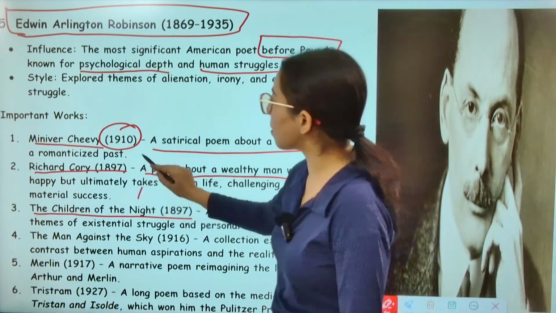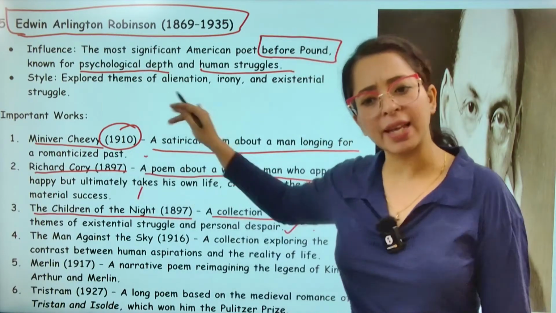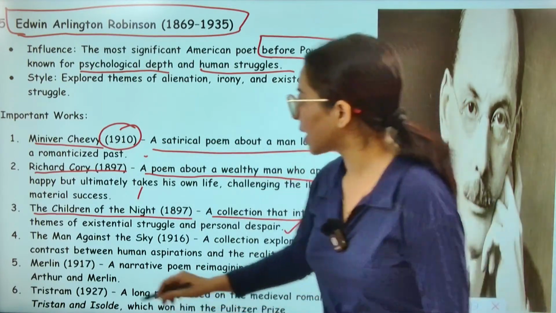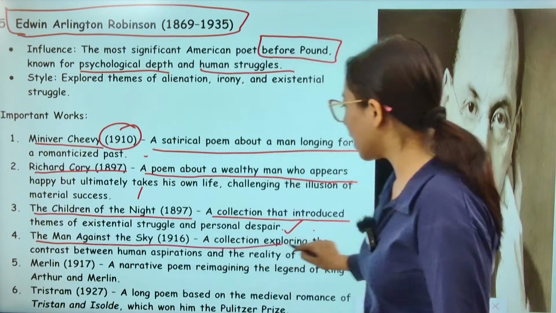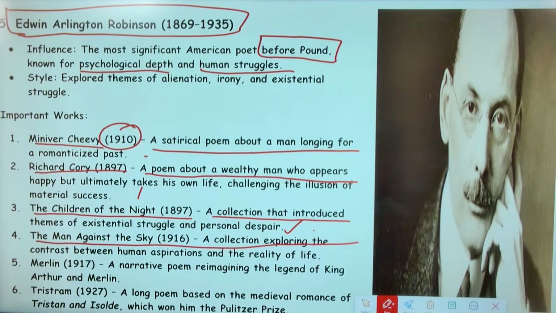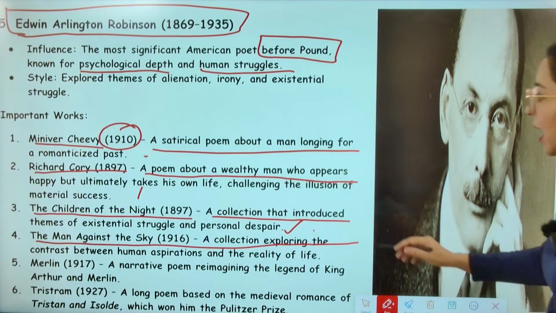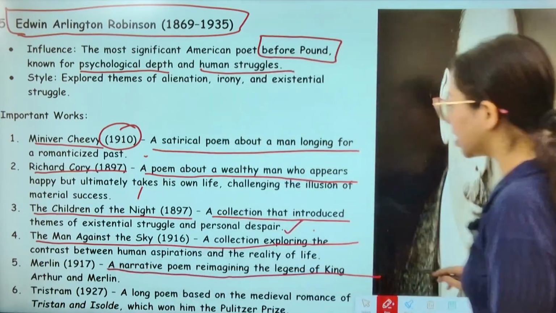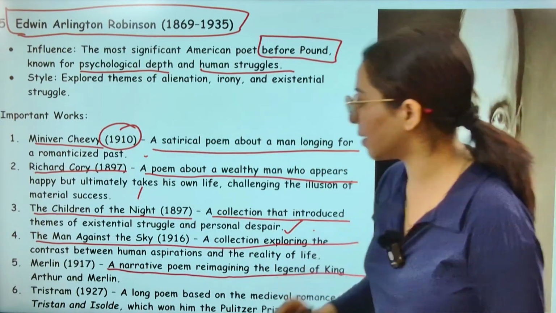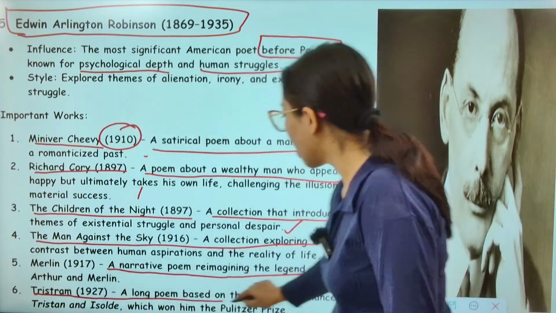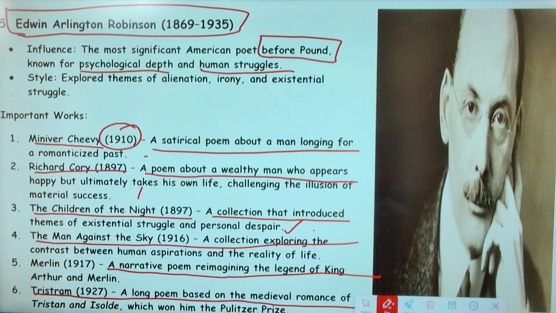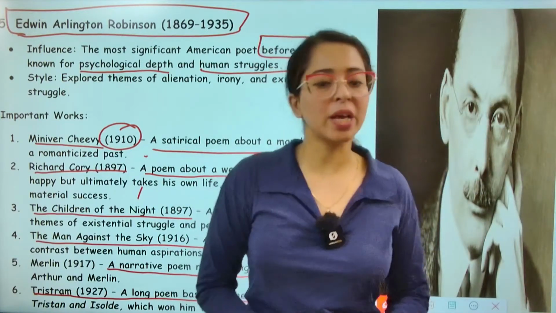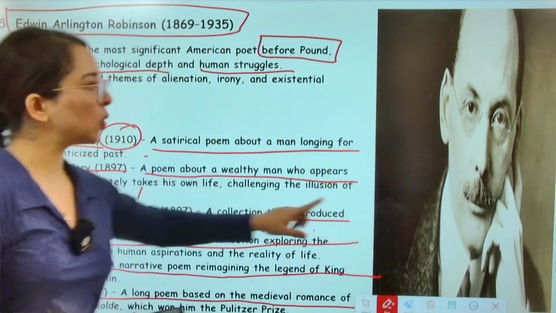So can you see the amount of psychological depth that we can feel कि हाँ हर poem में होगी, because it is dealing with psychology, emotions. The Man Against the Sky, a collection that explores the contrast between human aspirations and the reality of life. Merlin, a narrative poem reimagining the legend of King Arthur and Merlin. And Tristram 1927, a long poem that is based on the medieval romance of Tristan and Isolde, which won him the Pulitzer Prize. Okay, so this becomes a very seminal work.